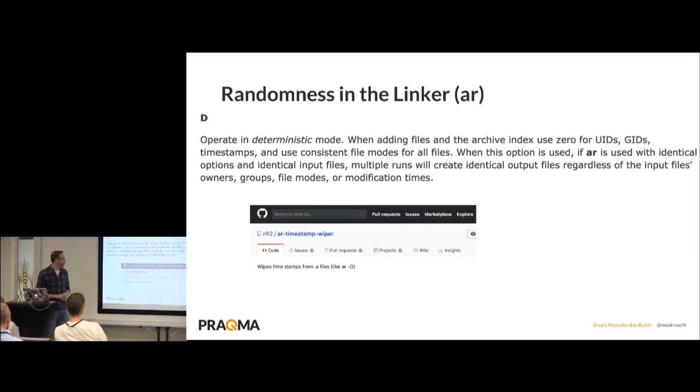And then the linker is also working against us. But modern versions of AR have this capital D flag, which says, please be deterministic. So zero out all the things that have got timestamps, UIDs, GUIDs, and use consistent file modes everywhere. That way you'll get the same linker result every time. Now, some of you might be working with old versions of AR that don't have this capital D flag, and then somebody has created an AR timestamp wiper, which is a little utility that will go through your archives and scrub them up, if you like.